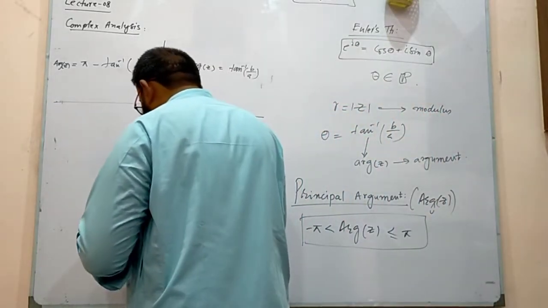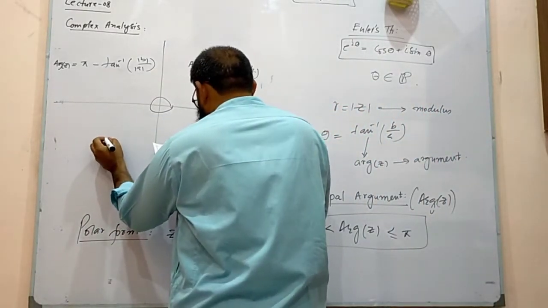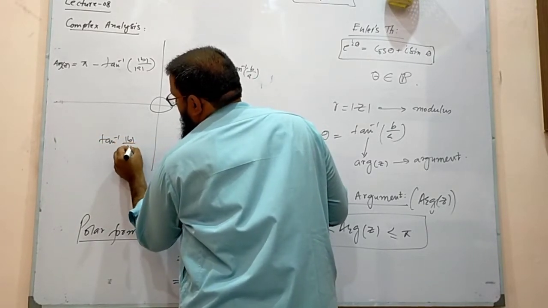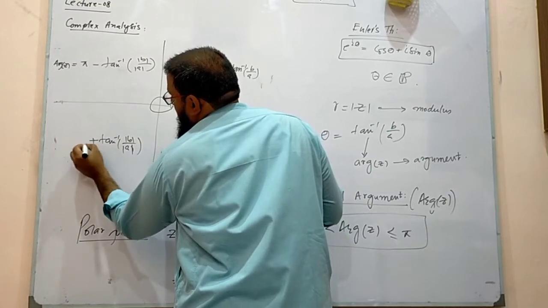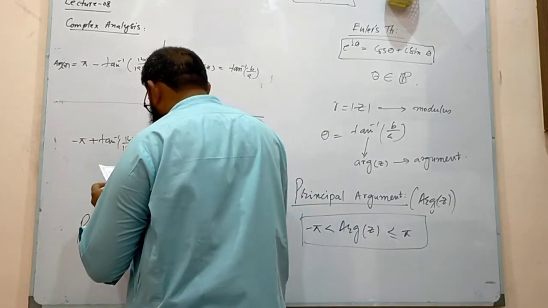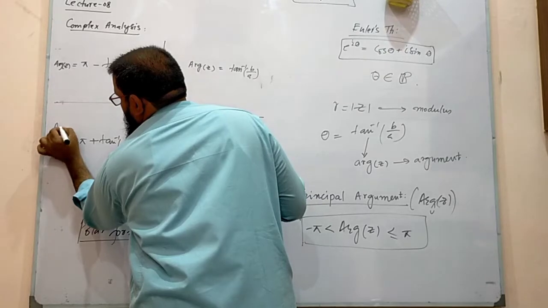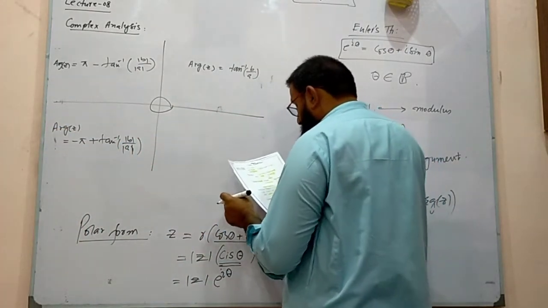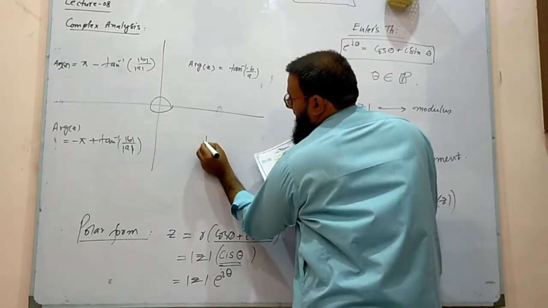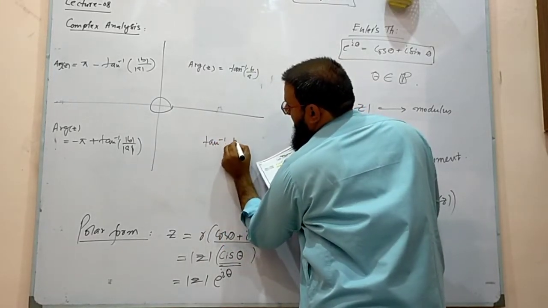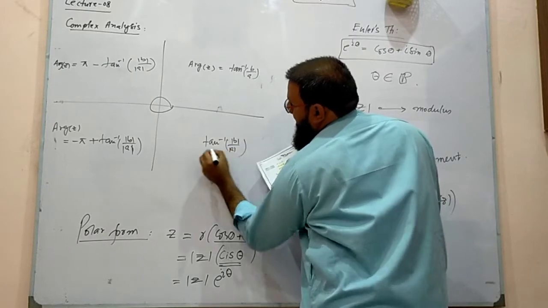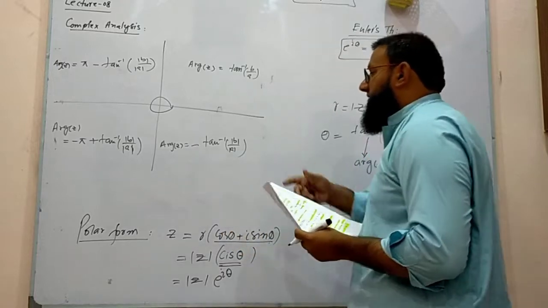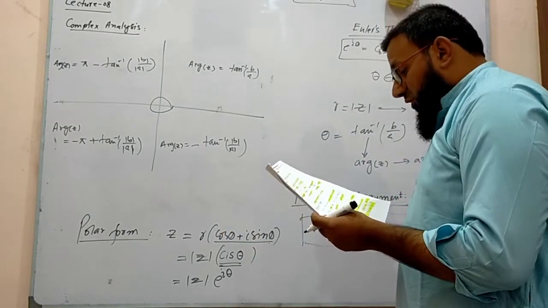Okay, and in the third quadrant, I am again doing the same thing, tan inverse b by a, and I am adding this quantity to minus pi. This is going to be the argument. And in this one it is tan inverse b by a, but the negative of this one. This is the argument of my complex number if it lies in the fourth quadrant.